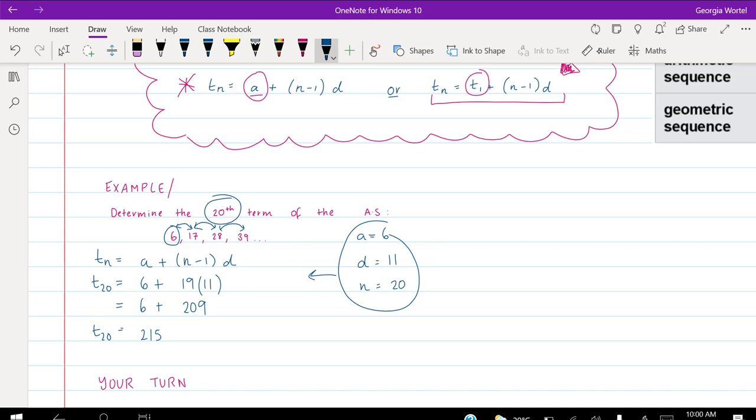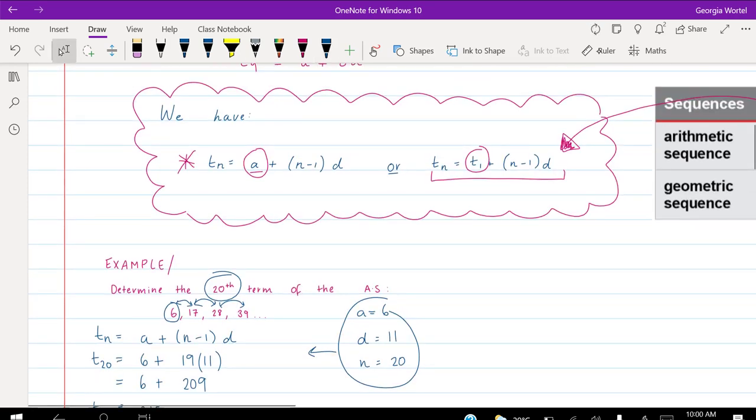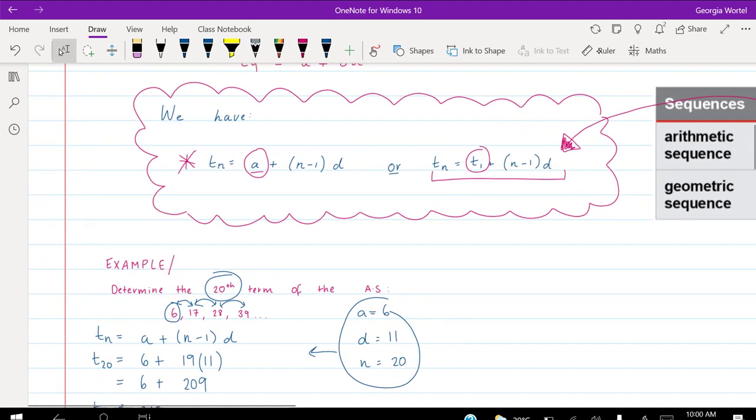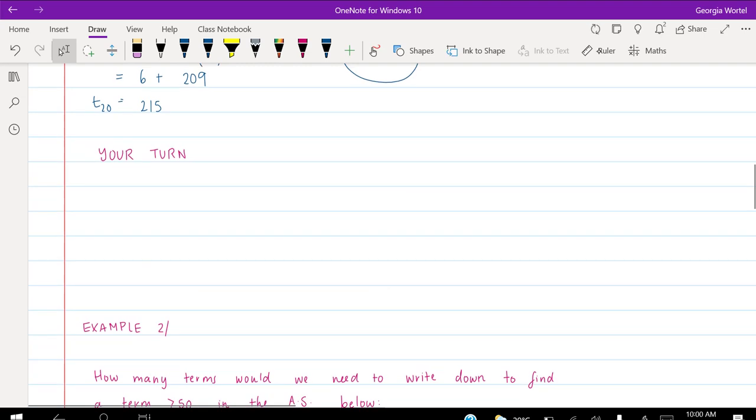So much, much easier than going and physically plussing 11 20 times until you get to the term that you want. But again, not too tricky. And you don't even really need to remember the rule. Just know how to use it and what it means. It's on your rule sheet. Very nice. All right, your turn.